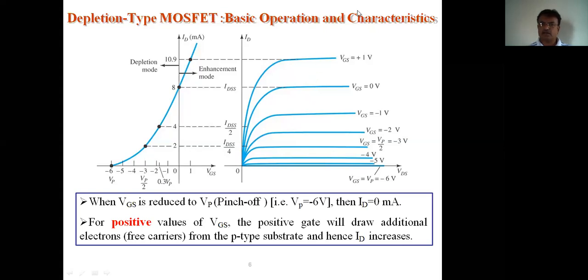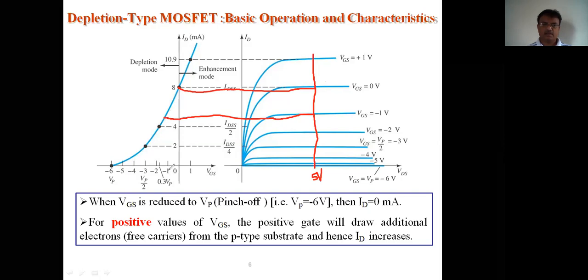Input is always VGS. So VGS is equal to 0. I said here, draw a perpendicular line for some particular VDS, let us say VDS is equal to 5 volts. When VGS is equal to 0, what is the current? IDSS is 8 milliamps. Keep VDS constant, change VGS. So VGS is equal to 0, 8. VGS is equal to minus 1, draw a horizontal line. Somewhere it meets.